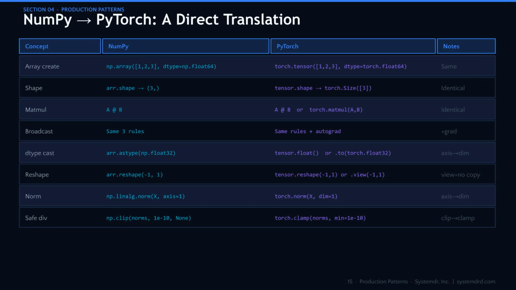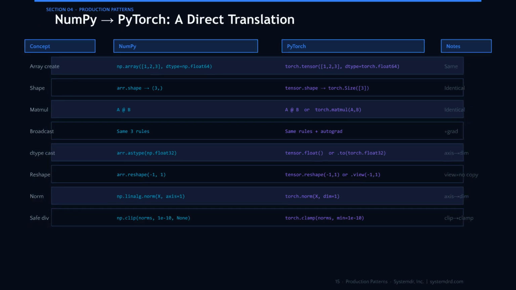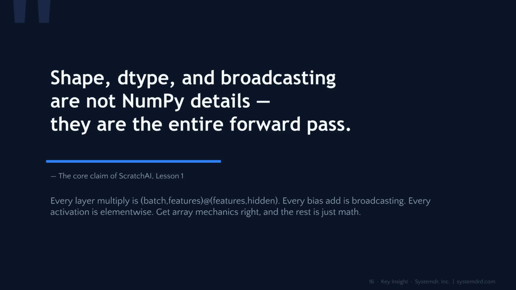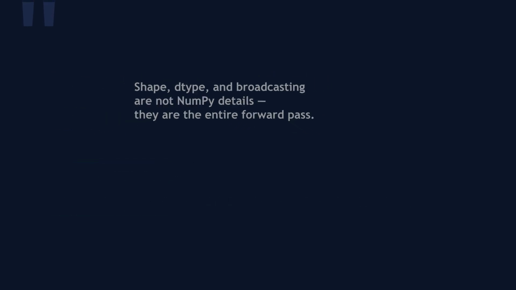Array creation, shape viewing, matmul operations, and broadcasting rules are nearly identical, with PyTorch adding automatic differentiation. Functions like np.clip become torch.clamp, highlighting the consistency of these fundamental operations. The core claim of Scratch AI Lesson 1 is that shape, dtype, and broadcasting are not minor details, but the entire forward pass of a neural network. Mastering array mechanics is essential.